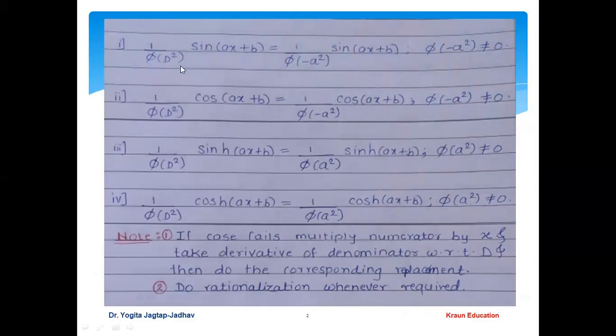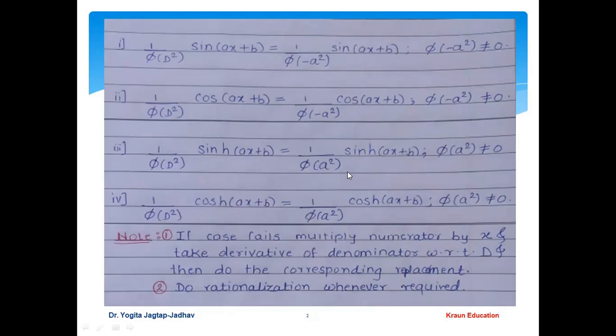plus b, while finding the particular integral by using the shortcut method, we have to replace D square by minus a square as shown here, provided that your denominator should not equal 0. Therefore, phi of minus a square should not equal 0. For hyperbolic functions like sine hyperbolic of ax plus b, cos hyperbolic of ax plus b, we have to replace D square by plus a square, provided that again phi of a square not equals 0. That is, the denominator should not equal 0.